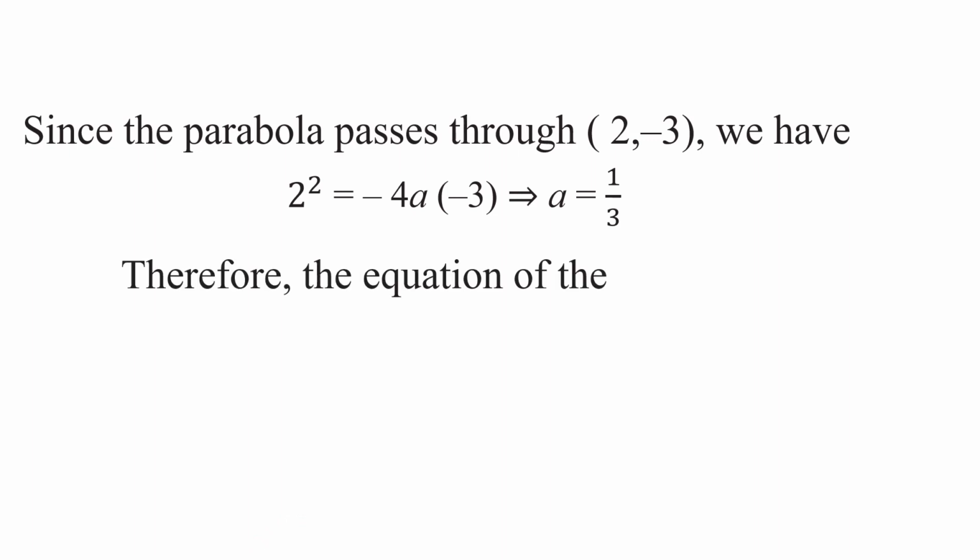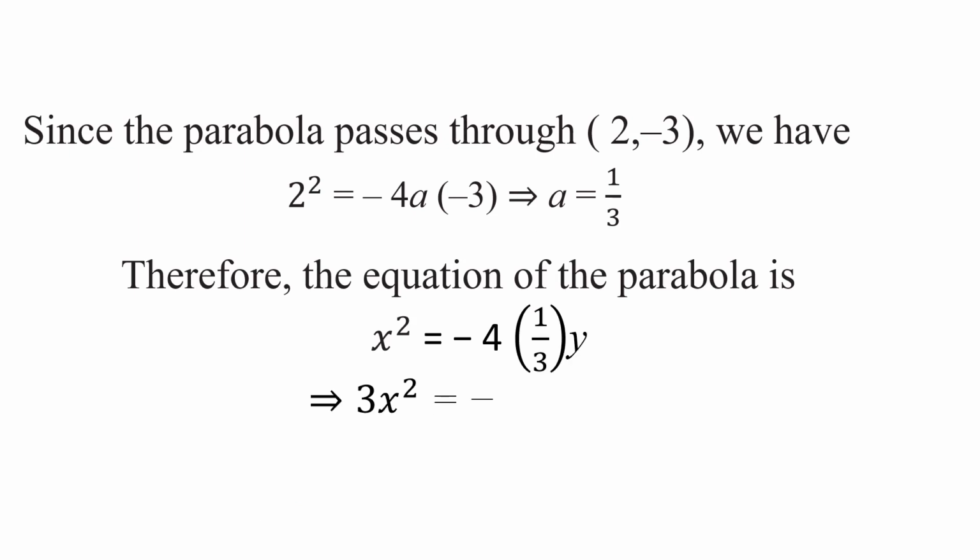Therefore, the equation of the parabola is x square is equal to -4 into a, here 1/3, into y. Understood this step, my children? In the above equation we substituted the value of a. Then we get x square is equal to -4 into 1/3 into y. We rewrite this equation by cross multiplication. We get 3x square is equal to -4y, which is the equation of the parabola. Understood this point, my children?